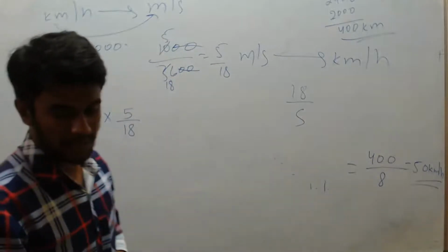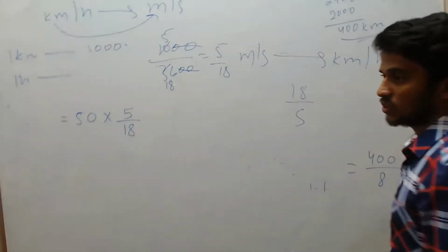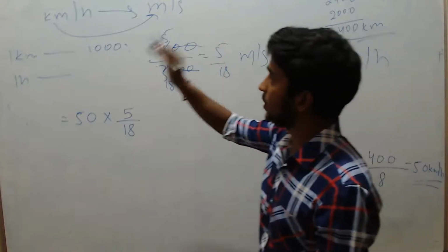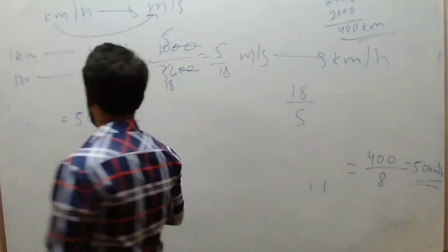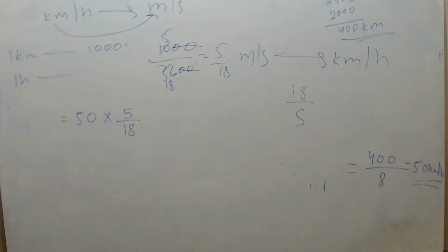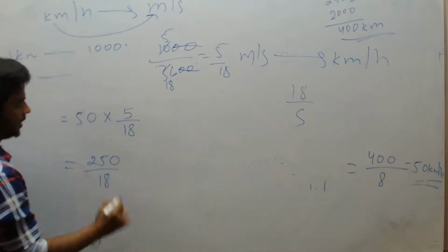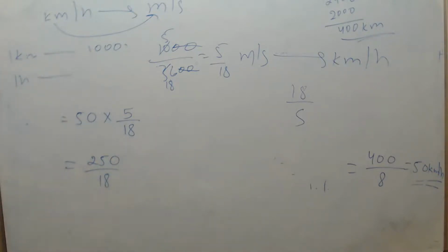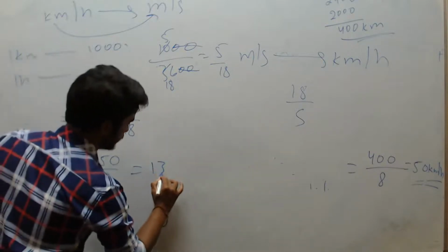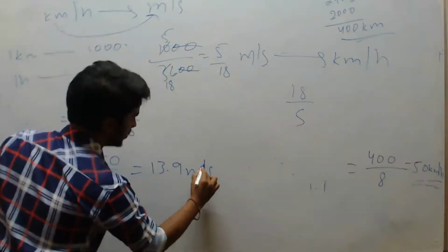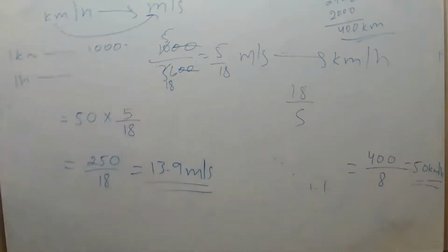So now this speed is in kilometer per hour, and our work is to convert from kilometer per hour to meter per second. That's why we multiply 5 by 18. So 50 into 5 is 250, divided by 18. If you divide 250 by 18, we get the answer 13.9 meter per second. So this is the average speed of that car.